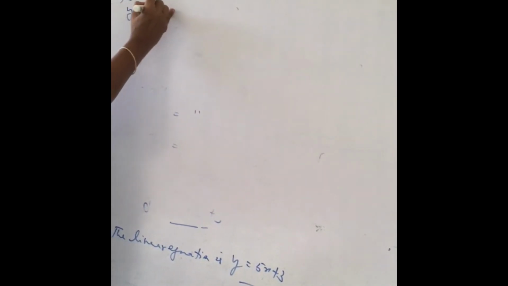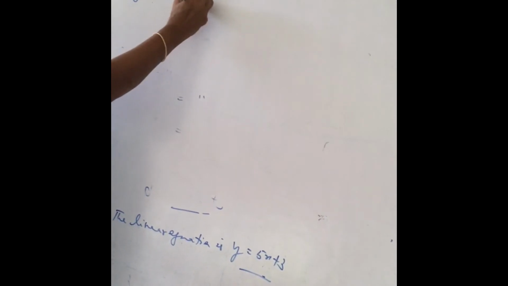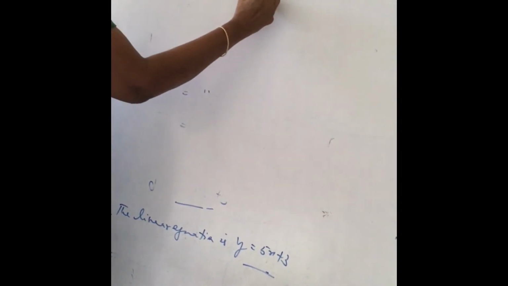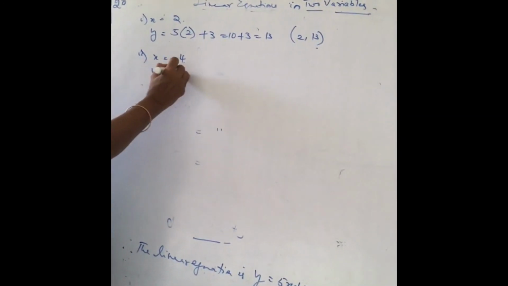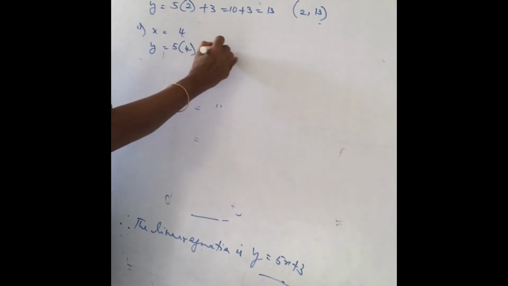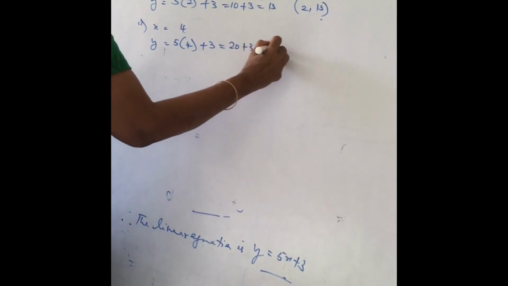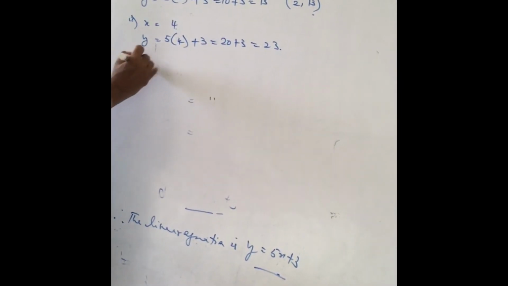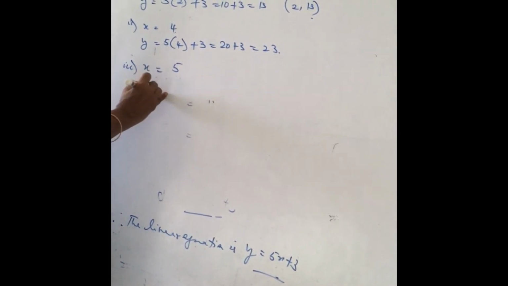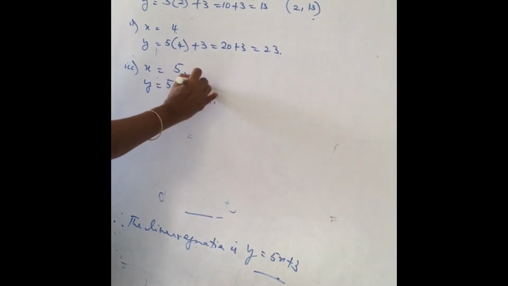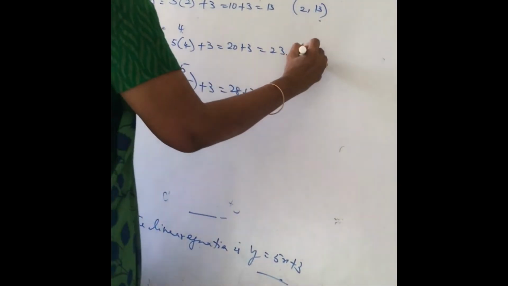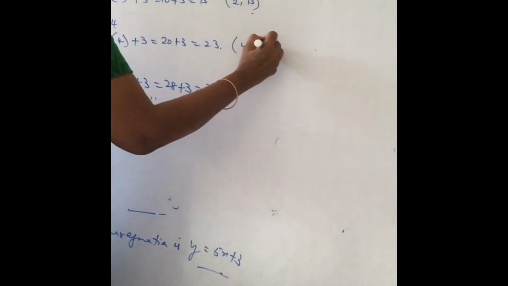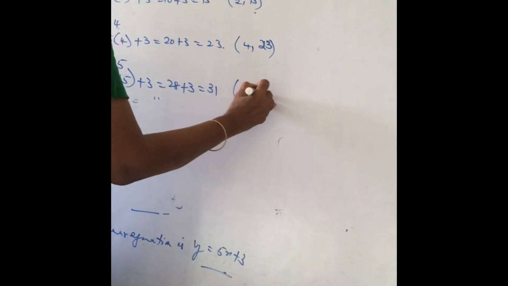X is equal to 2. 5 into 2 plus 3. 10 plus 3 is equal to 13. So the first pair for you is 2 and 13. Second one, x is equal to 4. Y is equal to 5 into 4 plus 3. 20 plus 3 is equal to 23. X is equal to 5. Y is equal to 5 into 5 plus 3. 25 plus 3 is equal to 28. Second pair is 4 and 23. Third pair is 5 and 28.